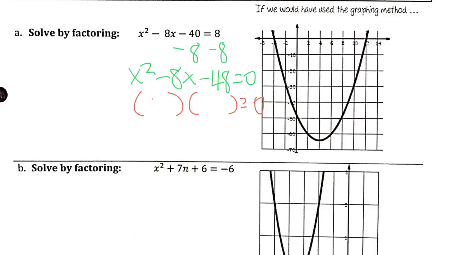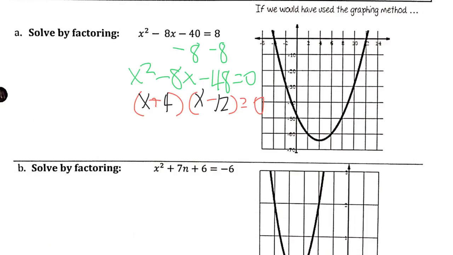Because c is negative, we're going to have one positive term and one negative. We know that x is going to go in the front of each binomial. And now we need something that multiplies to be negative 48 and adds to be negative 8. So we have positive 4 and a negative 12.